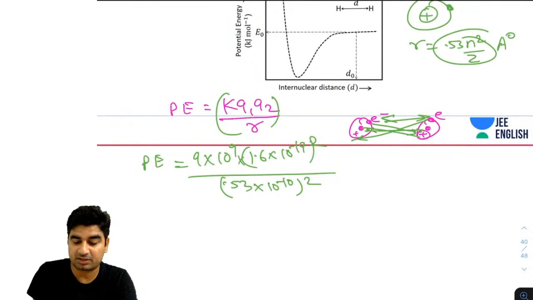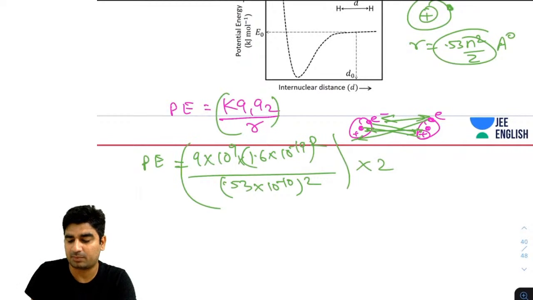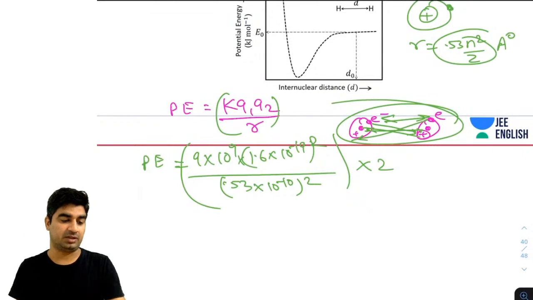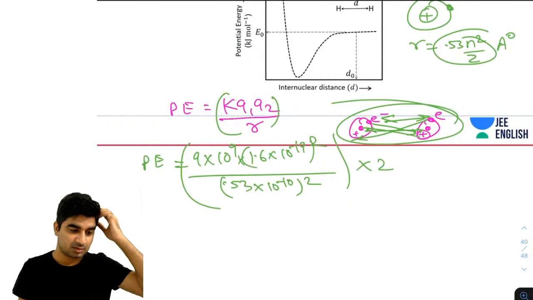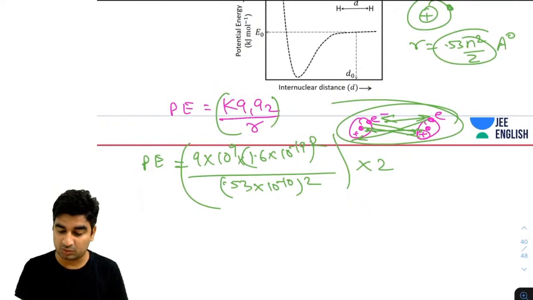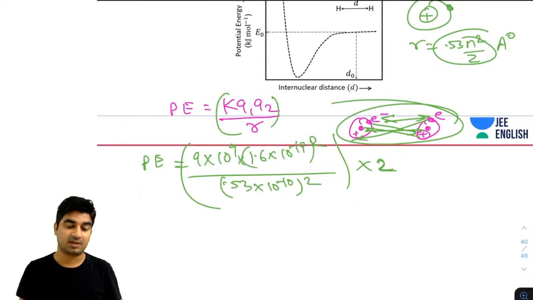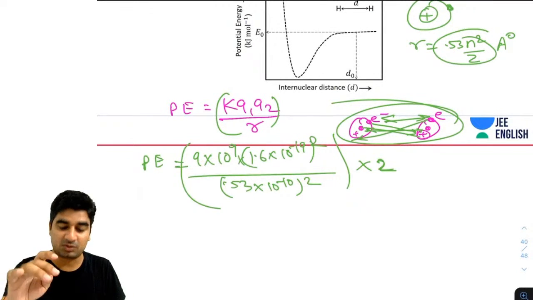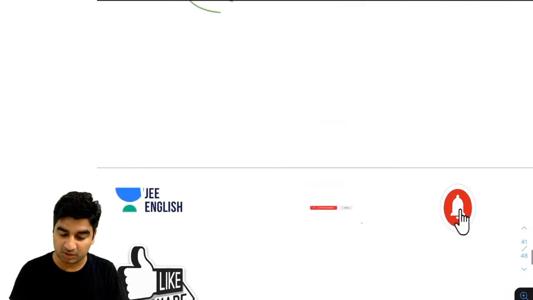So this is the potential energy of one molecule. Now multiply it by 2 because the system consists of two hydrogen atoms, right? So the system consists of two hydrogen atoms, so you just have to multiply it by 2. Okay, thank you. But now focus on it, guys. Whatever I'm teaching you, focus on it.